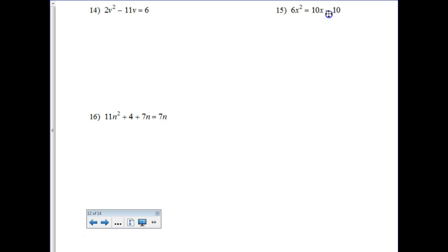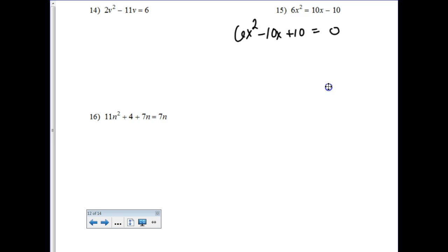All right, so 15. First of all, it's not quite in standard form of a quadratic, so depending on what method you want to choose, you might want to think about how to rearrange the terms. For most kids, they just always place it back in standard form, and then decide after that. So if you brought everything to the left, you'd end up with 6x squared minus 10x plus 10 equals 0.